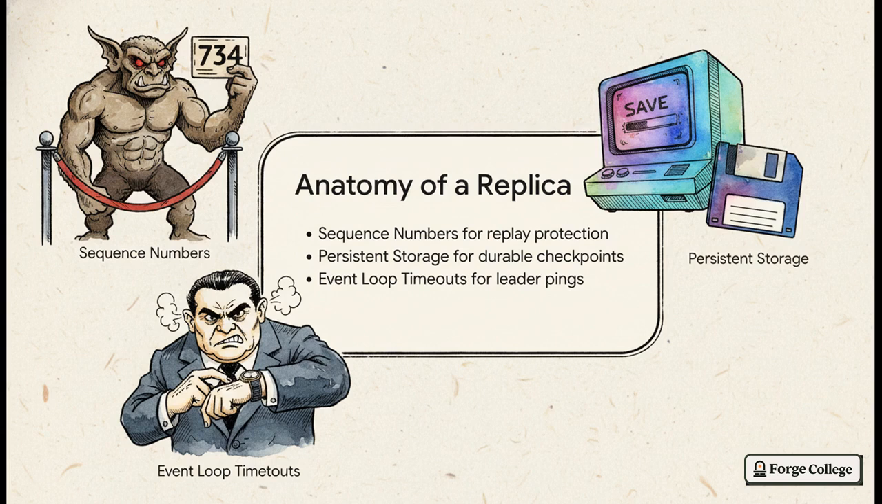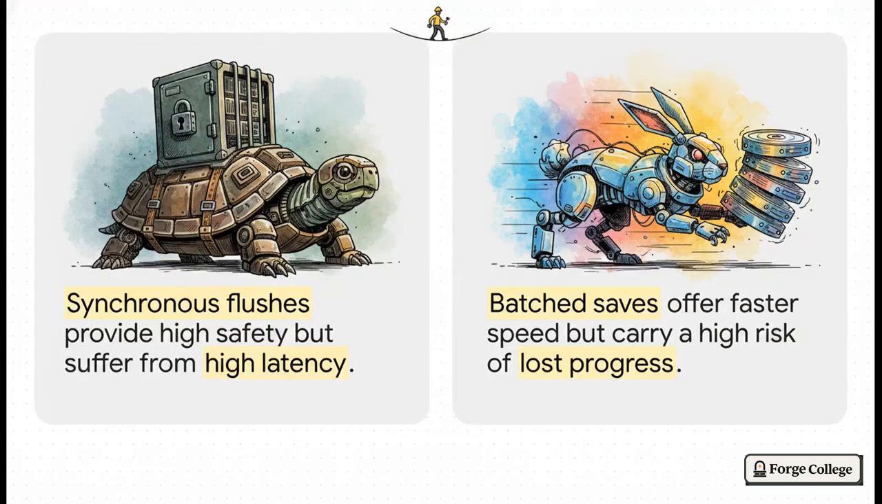And third, event loop timeouts for leader pings. Think of this as an incredibly impatient boss constantly tapping their watch, just ready to immediately fire the leader if they don't get a status ping exactly on time. The crucial takeaway here is that every single theoretical assumption ends up forcing a real-world design trade-off.